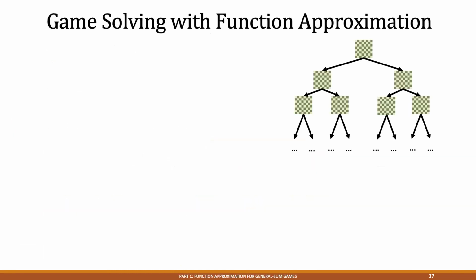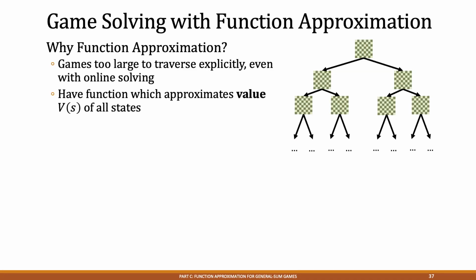Okay, so another method that's super popular today to try to solve large problems or games is function approximation. And for those of you who have heard of AlphaZero, AlphaGo, MuZero, this sort of thing, this is going to be somewhat similar. So the problem is the same. We have a very large game. It might be too large to solve, to traverse, and maybe even too large to apply online solving, as in the previous section. So what we can do is instead exploit something called the value function, which is basically a function that tells us how good or how bad a particular state is.